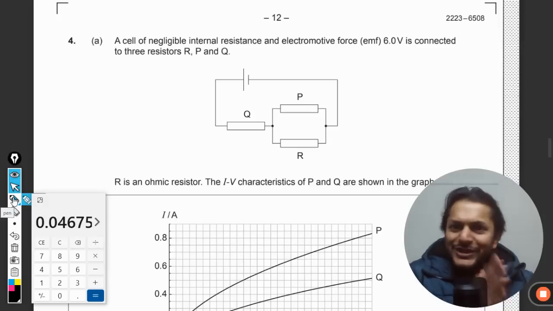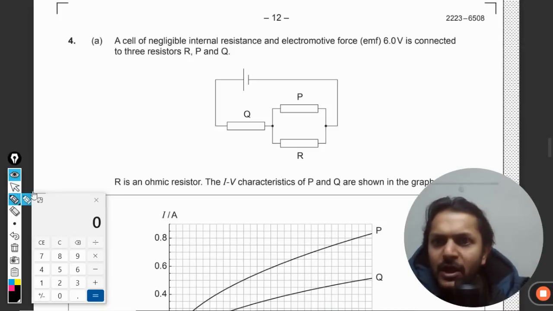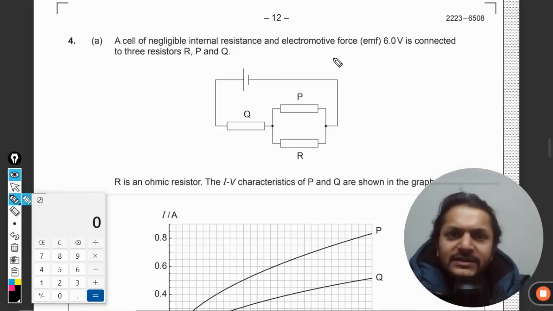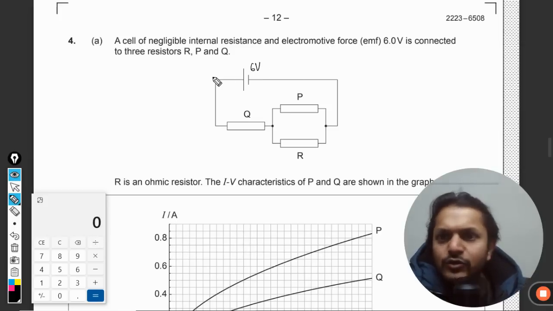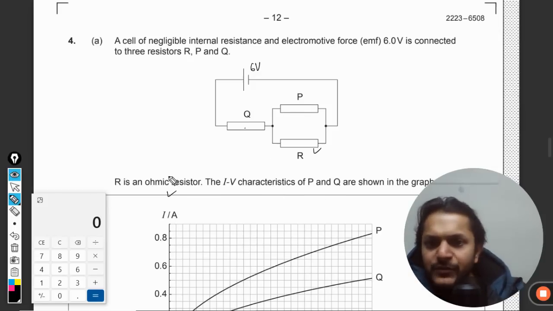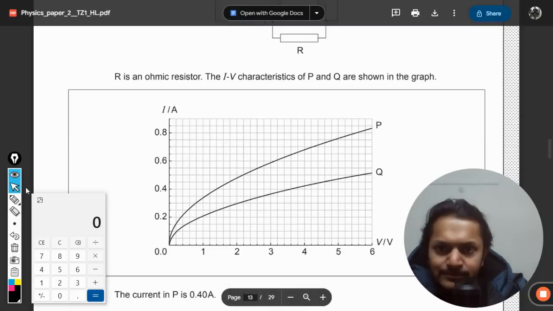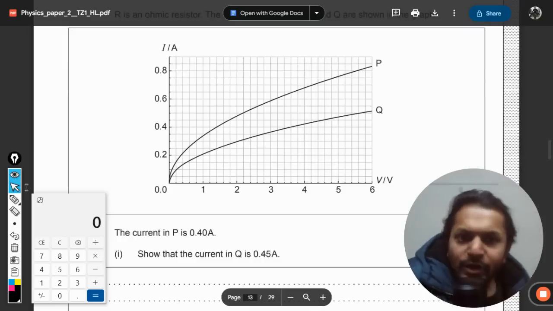Students, dear student, let us see what is there in this question now. A cell of negligible internal resistance and electromotive force 6 volt is connected to three resistors P, Q, R. R is an ohmic resistance, and the I-V characteristics of P and Q are shown. So these are non-ohmic and the characteristic is shown here. Okay, so the graph is shown.